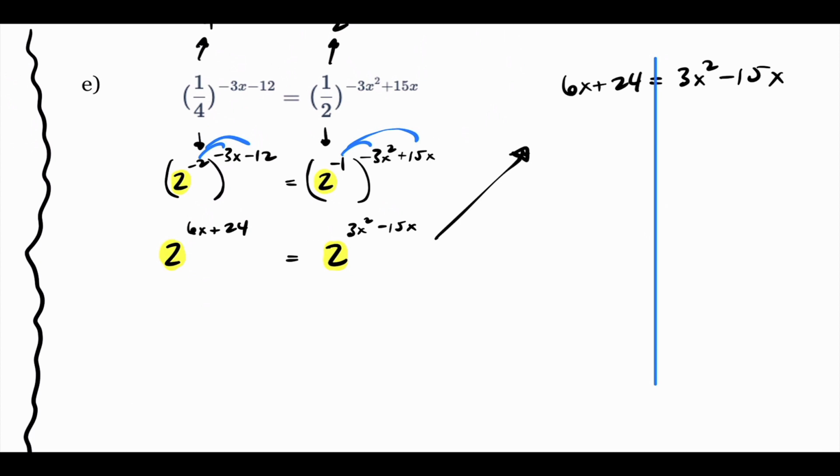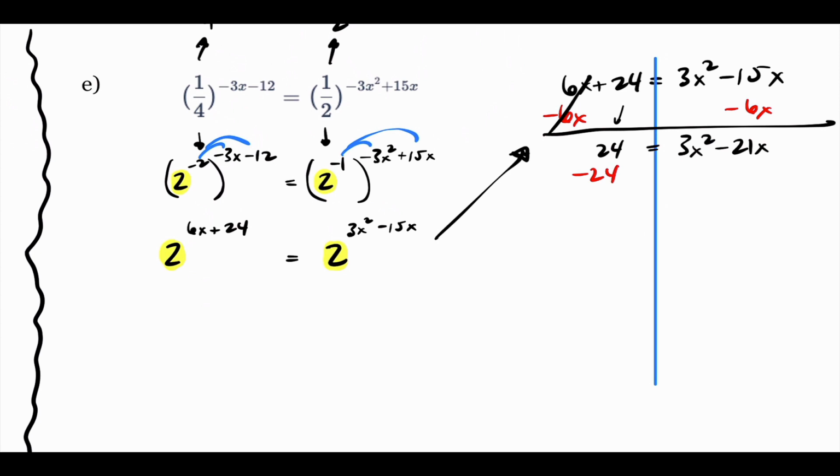So the question here is, how do I solve this? Well, it's got a squared. We've been doing this since September, right? If it's got a squared, change it to a trinomial or a binomial. That's how we solve those. Step one is always get everything on one side, set it equal to 0. So I'm going to subtract 6x from both sides. Then subtract 24 from both sides.